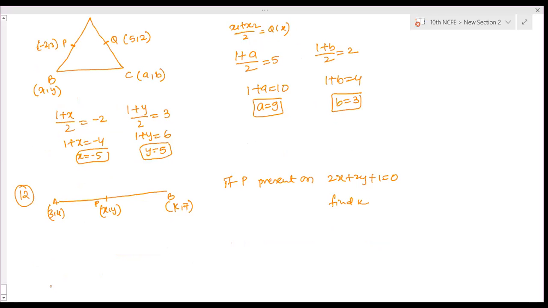Yes, ma'am. So here they have missed one sentence, that is P is present on this line. Then you have to calculate the value of K. So can you calculate P's values?